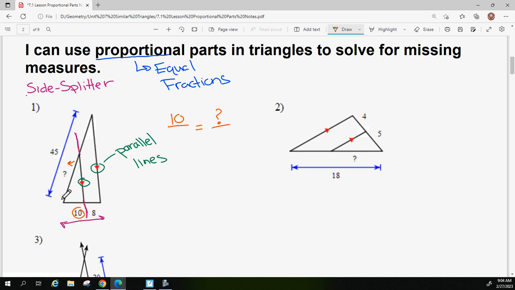Now I know how long this side is. This whole side of the triangle is 45, and it's going to go with the question mark because they come from the same parts. I know how long this whole side is because I know these two pieces. It's 10 plus 8, which is 18.